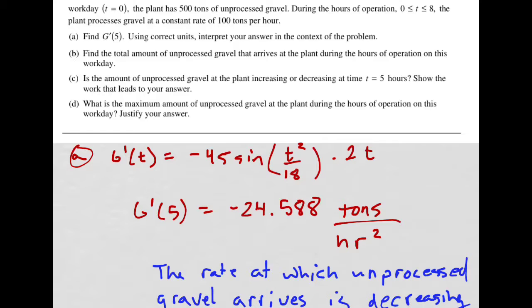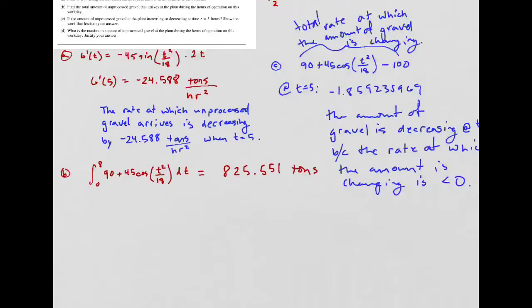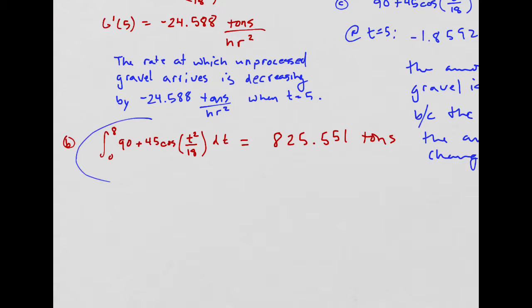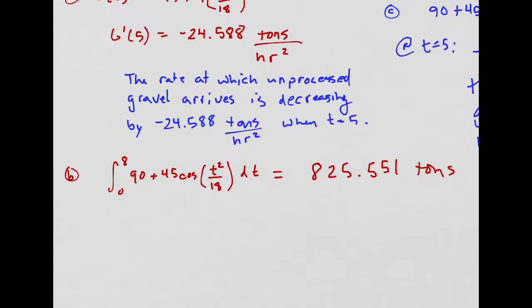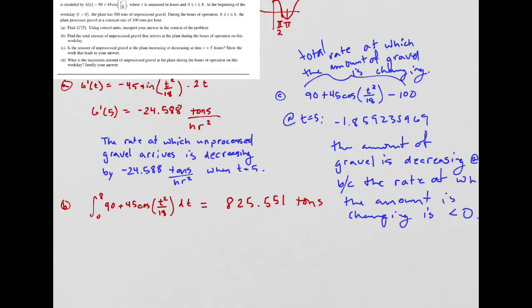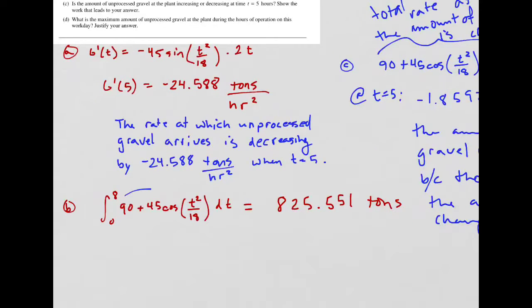What is the maximum amount of unprocessed gravel at the plant during the hours of operation on this workday? The maximum amount. So we need a formula for the amount, but luckily we already got part of that. That's the amount that has arrived. So we can also just include the rate 100, so minus 100, right? And then I think that would work. We have to include the minus 100 in here.